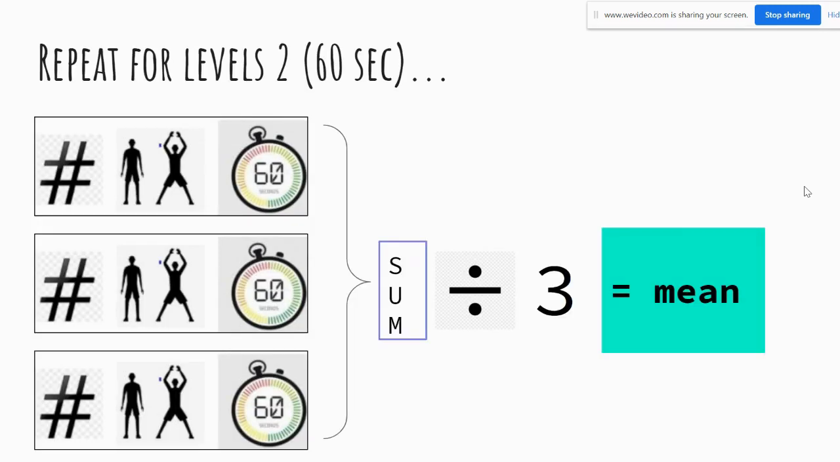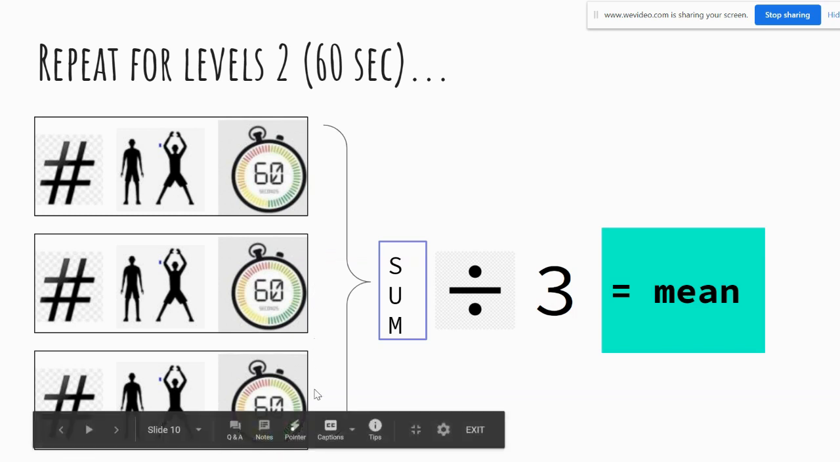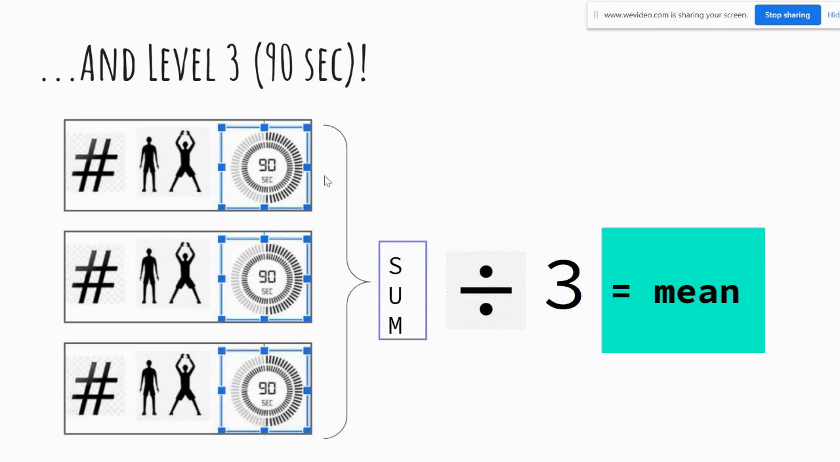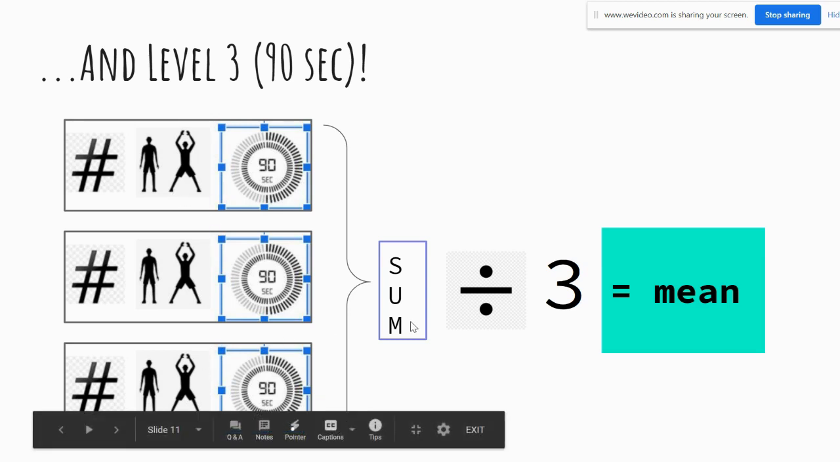Then you're going to repeat that for level 2. Instead of it being 30 seconds, you're going to do it for 60 seconds. You're going to add up all 3 numbers for the number of jumping jacks you had in that time, find the sum, and divide by 3. At level 3, you're going to do the same thing. You're going to add up your 3 numbers for 90 seconds, find the sum, and divide by 3 to calculate the mean.